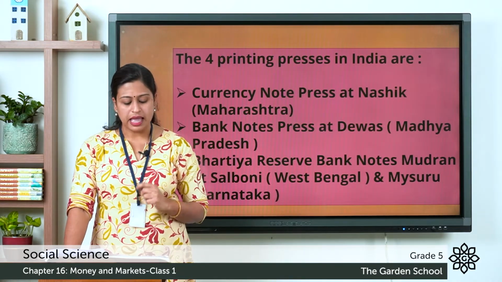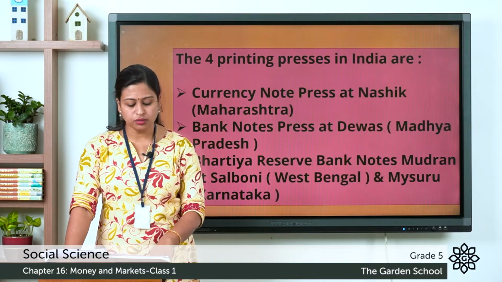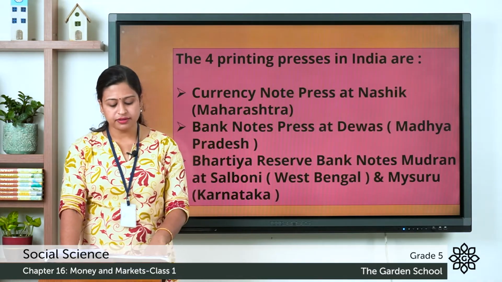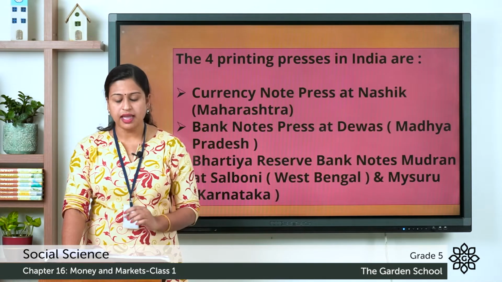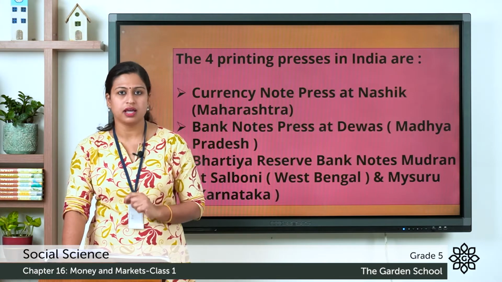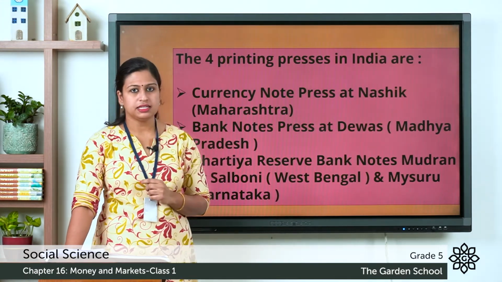Second one is banknotes press at Devas in Madhya Pradesh. Third one, Bharatiya Reserve Bank notes Mudran at Salboni in West Bengal, and the fourth one in Mysore, Karnataka. So these are the 4 printing presses in India.